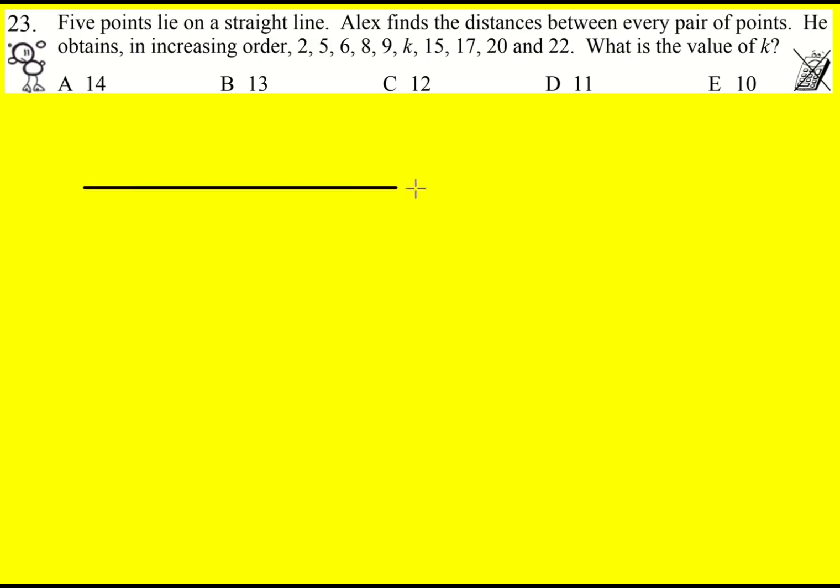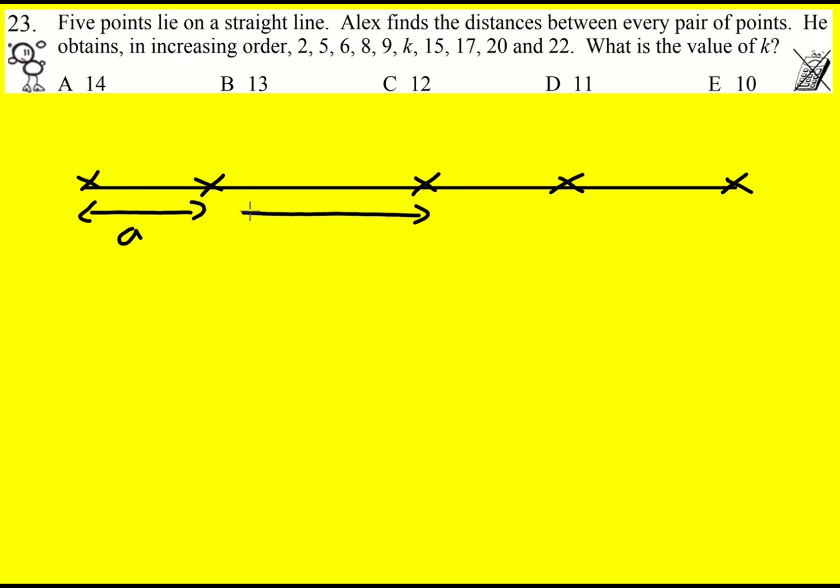5 points lie on a straight line. Okay, so here's my straight line, and I'm just gonna space them along, not to scale or anything. There we go. Alex finds the distance. Oh, let me label actually some of these. So I'm going to say that this is A, this is B, this is C, and this is D.